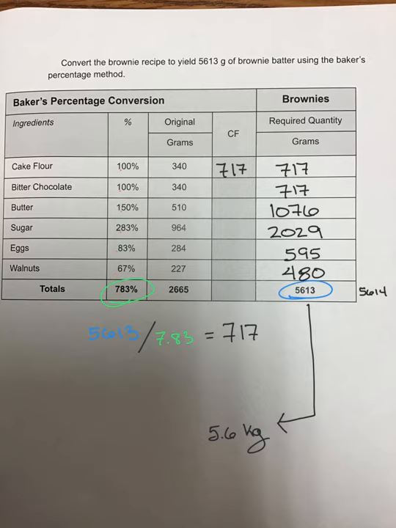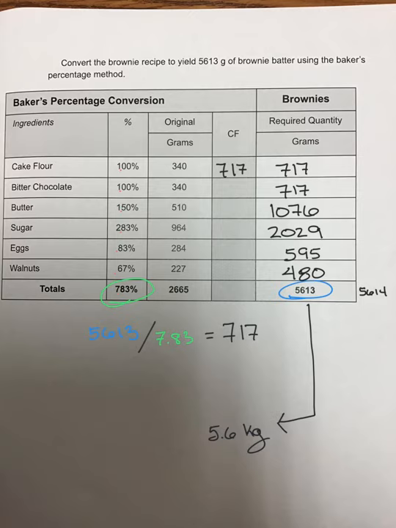Here we are with the grams again. Step 1, skip it. It's already a common unit. Step 2, conversion factor. Dividing the required quantity by the total percentage as a decimal. Required quantity is 5,613. The percentage as a decimal is 7.83. That equals 717, and that is your conversion factor.